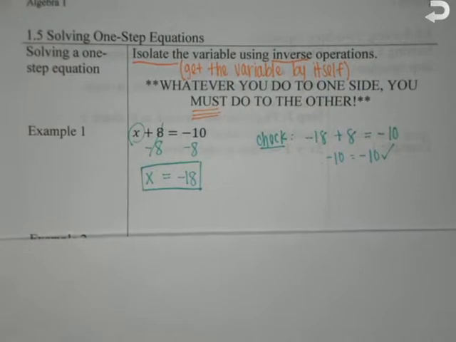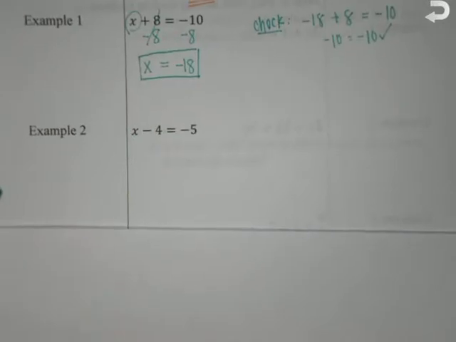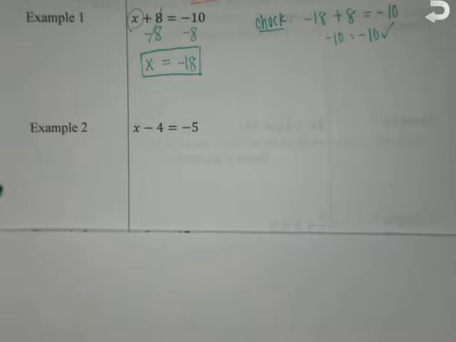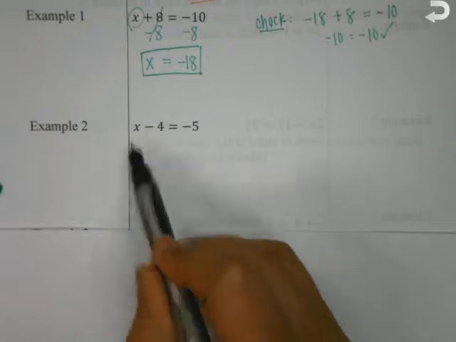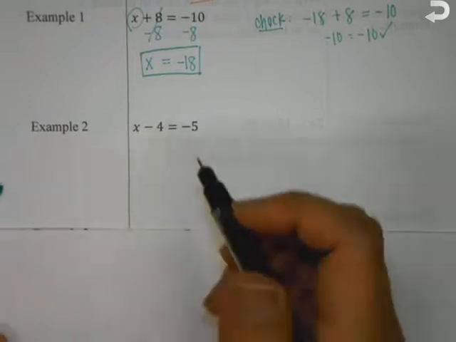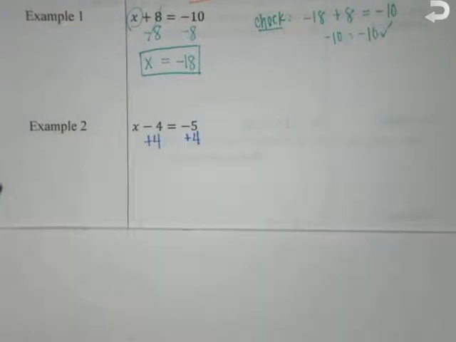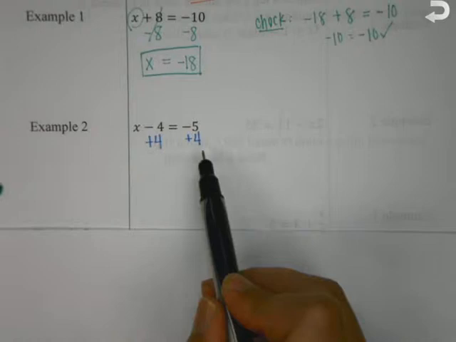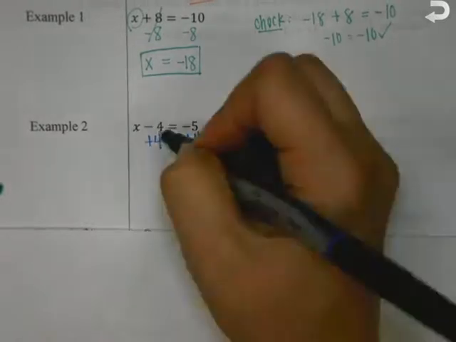Example 2, a subtraction problem. X minus 4 equals negative 5. Okay, so this time I have X minus 4 equals negative 5, and I want to get rid of that minus 4. So what's the opposite of minus 4? Plus 4, so we're going to add 4 to both sides. Because whatever I do to one side, I have to do to the other. So what's negative 4 plus 4? 0, which is what we want.